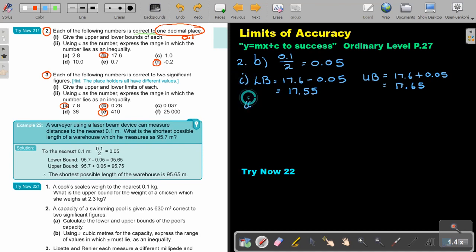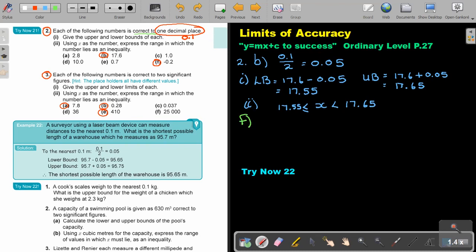So this was my first one. And then for my range, I'm going to say x, and I put it there. Remember, no equal sign. And this is 17.55, and this one is 17.65. Okay, and then if I look at number F, let's just take a different color.